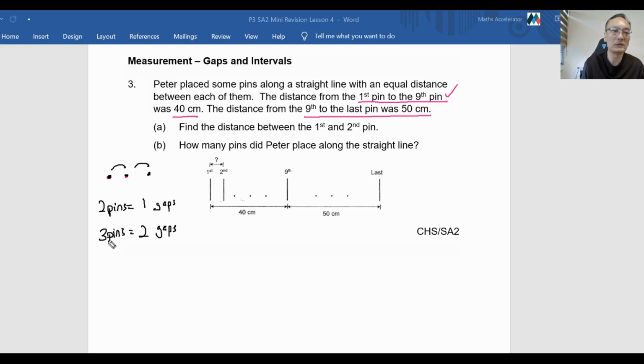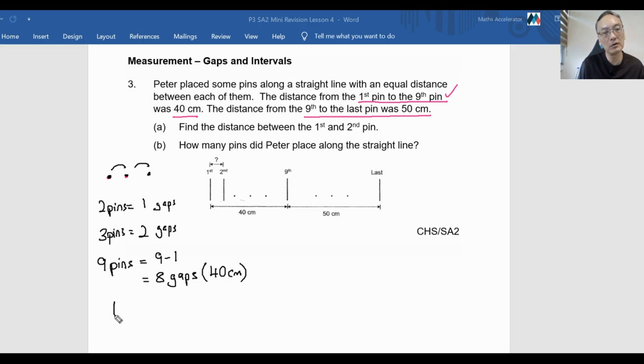You begin to see that the number of gaps is 1 less than the number of pins, right? So if we are told that the first 9 pins has a 40 cm distance, therefore we need to find the number of gaps for the 9 pins. And 9 pins, since it's 1 less, we'll take 9 minus 1, we will have 8 gaps. Right, 8 gaps. So these 8 gaps will have a distance of 40 cm.